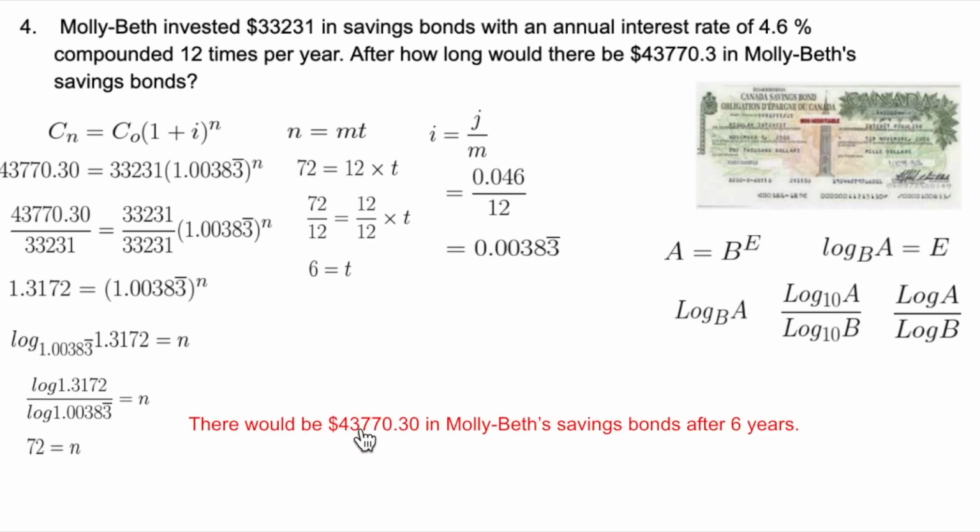There would be $43,770.30 in Molly Beth savings bonds after 6 years.